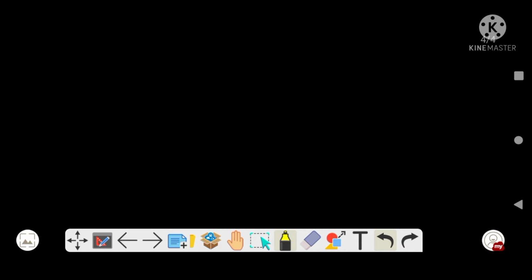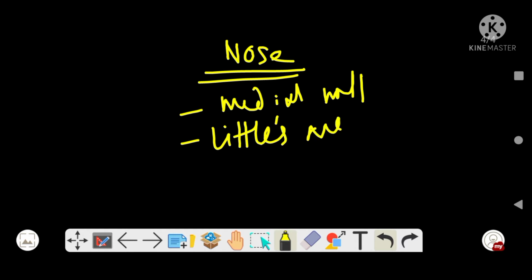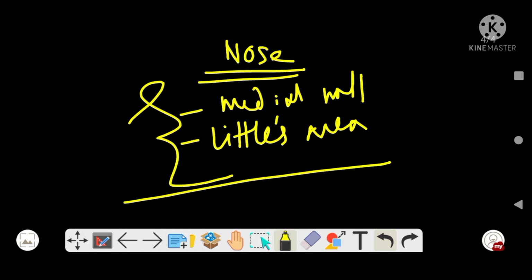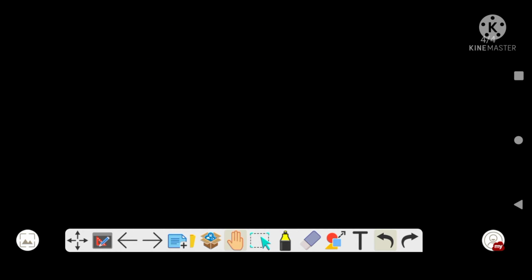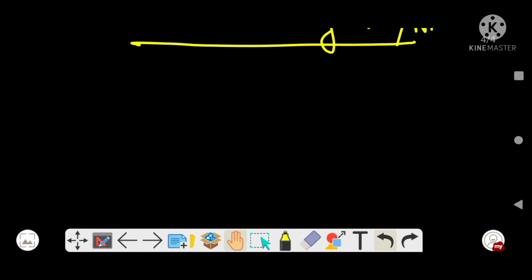Hello guys, so in this video we'll discuss the nose, mainly the medial wall of the nose and Little's area. Both are very important topics, as you already know, so we'll try to see them. First I am taking the medial wall of the nose, or nasal septum, you can say. We'll draw a diagram and show the major contributions of the medial wall of the nose or nasal septum. So just draw along with me.